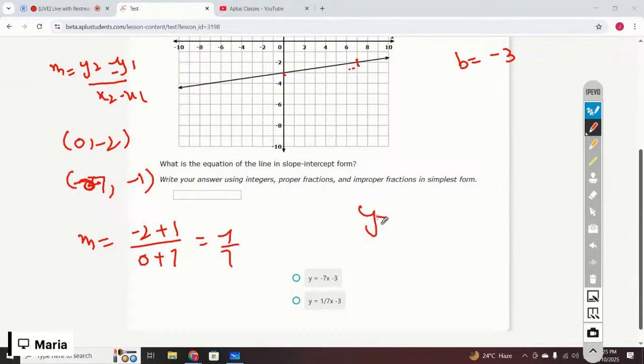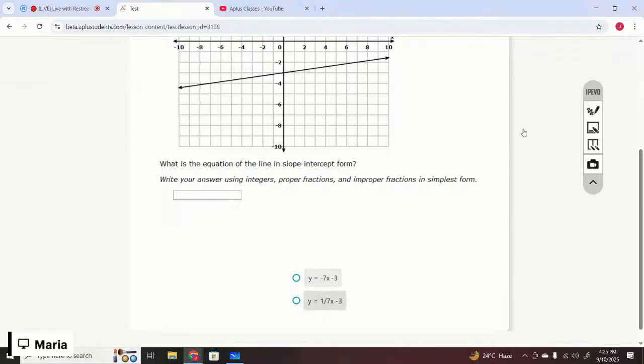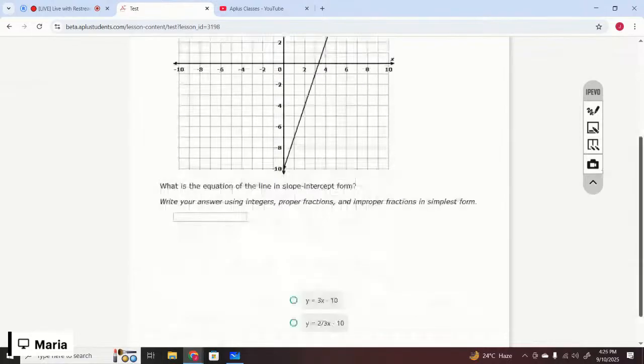So the equation is y equals -1 by 7x minus 3. So option number 2 is the correct option, that is -1 by 7x minus 3. Option 2 is the correct option. Okay, so which is the slope for this graph?